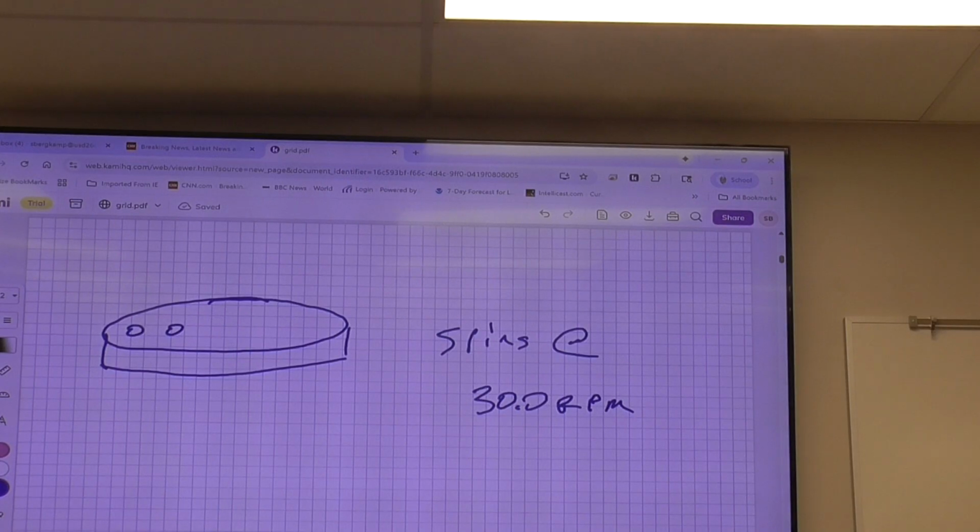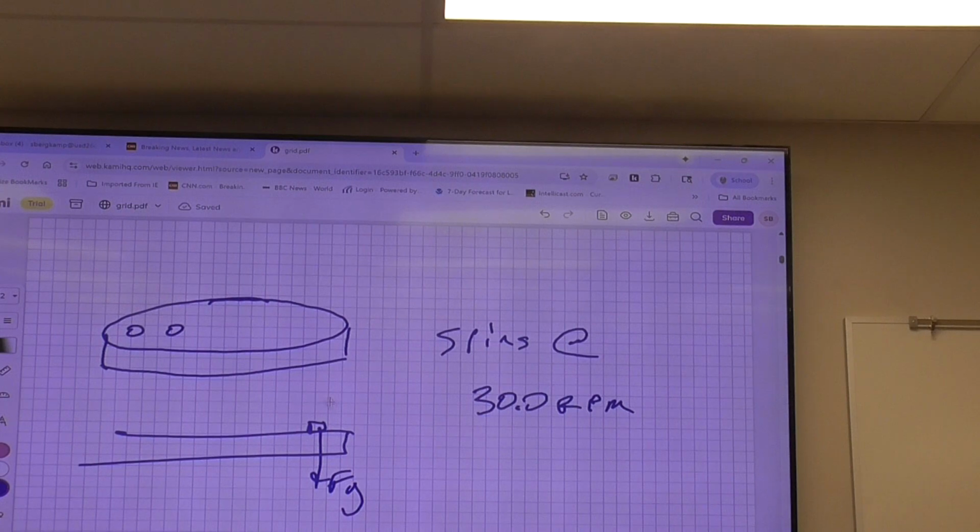Now, what are the forces acting on each nickel? Here's the side view. Gravity, normal force, and friction. Friction's creating what? The inward force, the centripetal force.